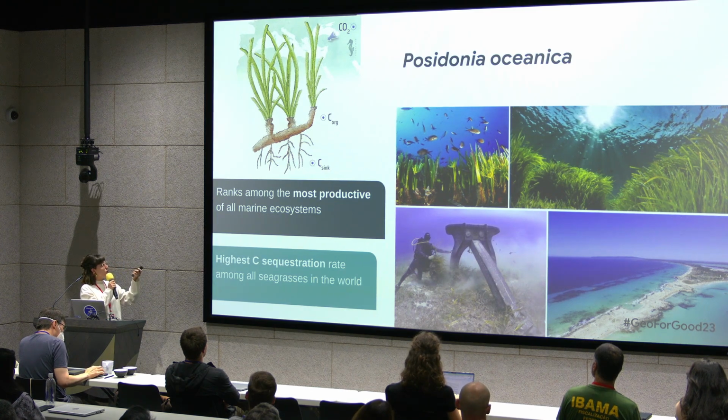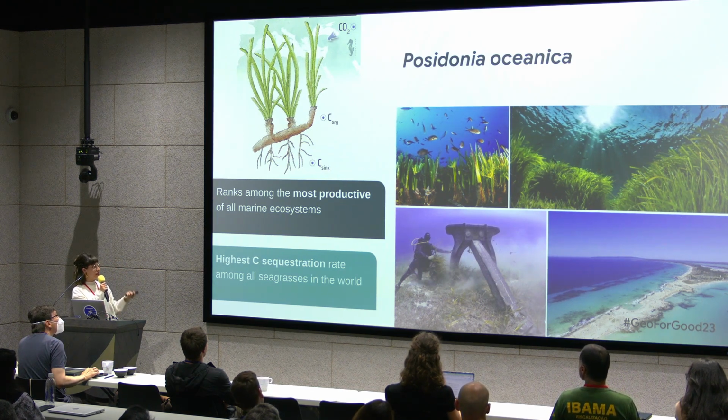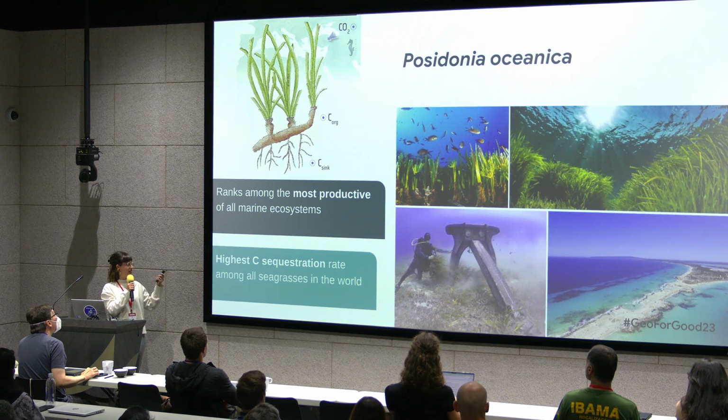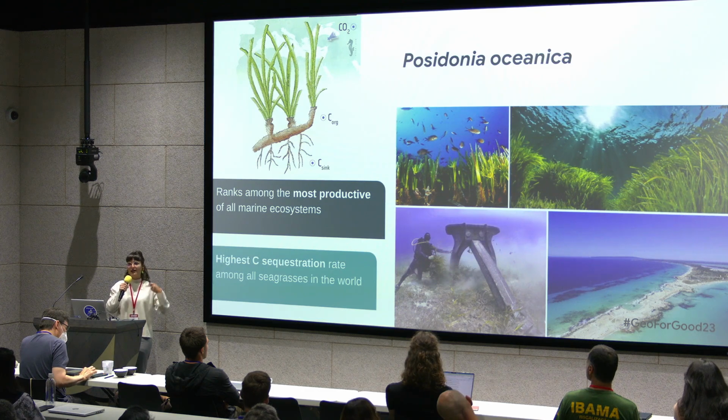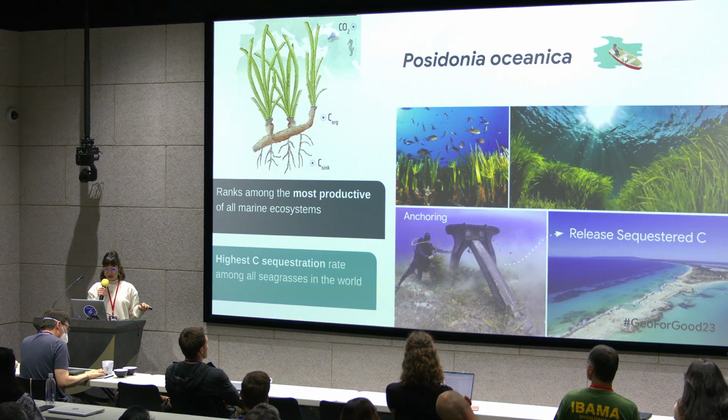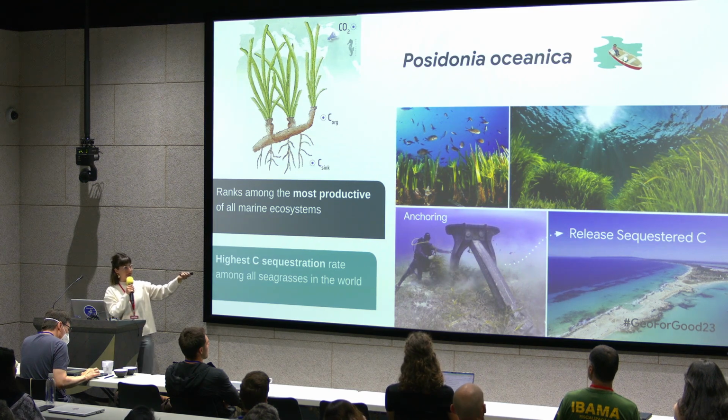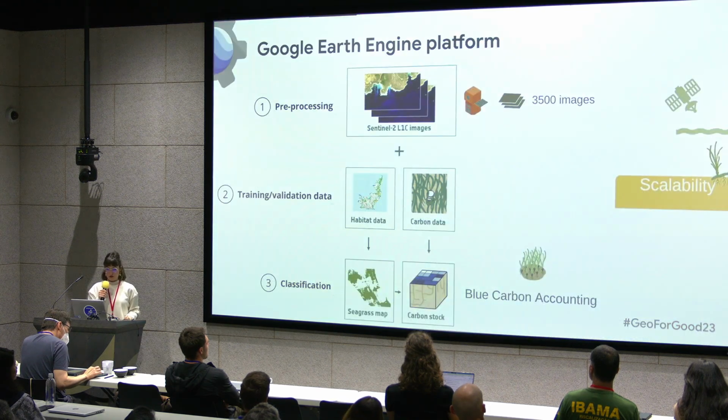It ranks among the most productive of all marine ecosystems, and among all seagrasses, it has the highest carbon sequestration rate. That means that less area has a higher carbon sink. But it's really threatened by anchoring. You can see this is from the Balearic Islands, and this generates a release of the sequestered carbon back to the water column and then back to the atmosphere.